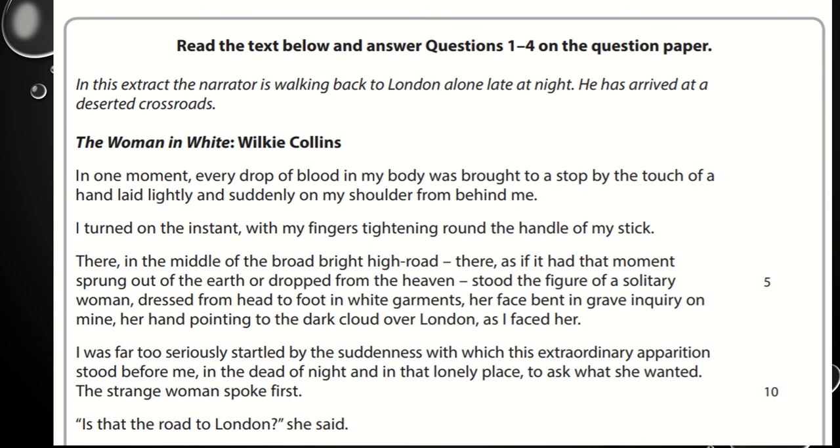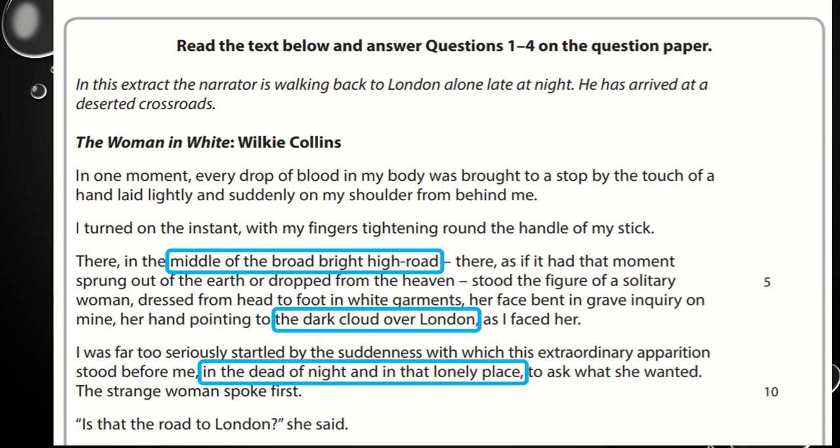So looking at the setting, we have the middle of the broad, bright high road. We've got a dark cloud over London, which is pathetic fallacy. It feels ominous. We've got the dead of night in the lonely place. These are all setting quotes that you can use in your answer to suggest that it was a bit mysterious, a bit ominous, a bit dark and spooky, and it felt like something was going to go wrong.